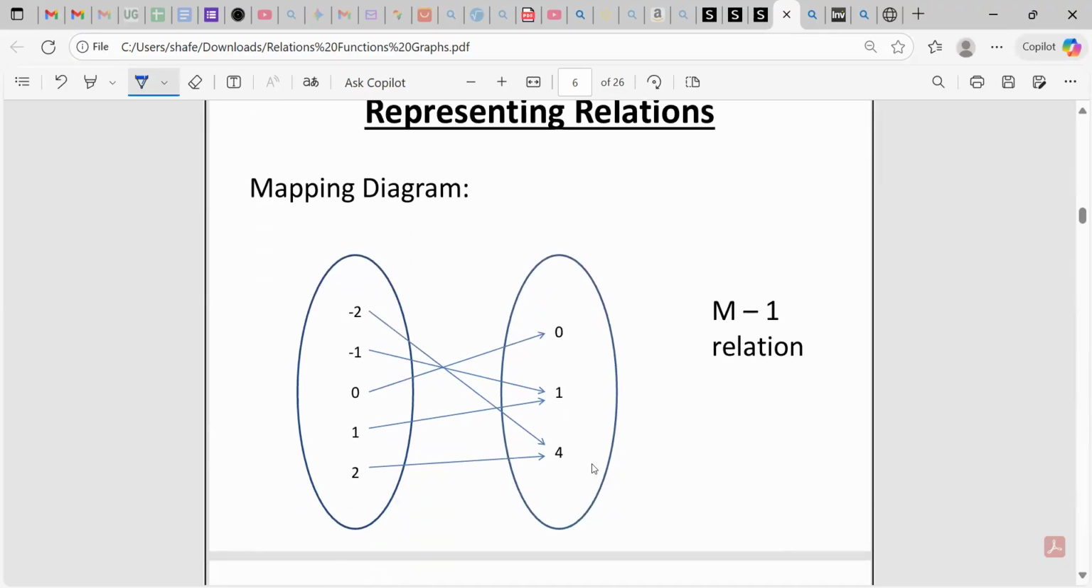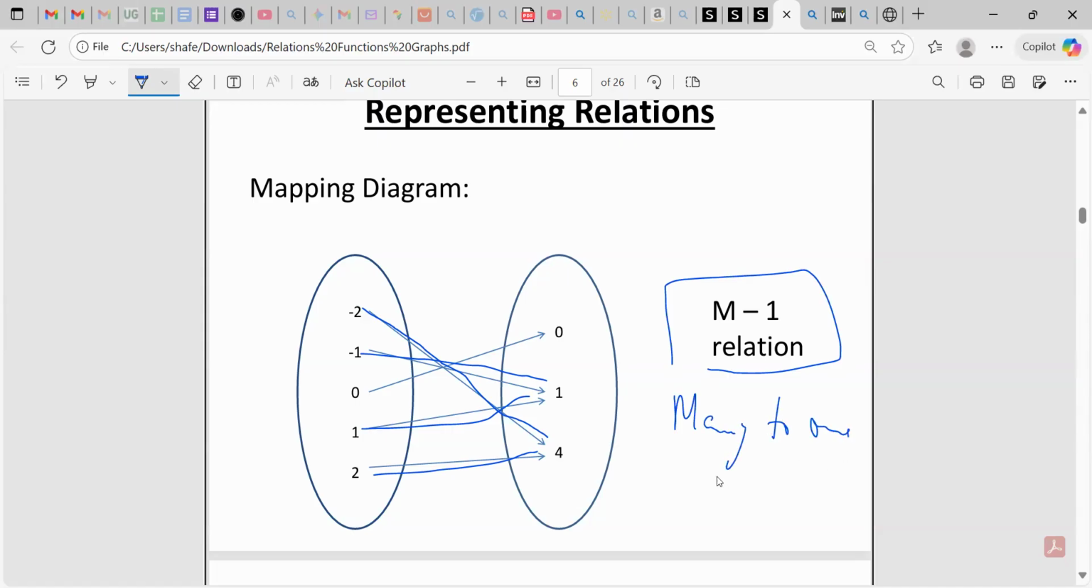And then this is how the mapping diagram looks, or the arrow diagram. There are some cases where you see, okay, -2 and 2 go to 4. Similarly, -1 and 1 go to 1. Because you have more than one going to 1 in some situations, we call it a many-to-one relation. A many-to-one relation, right? Follow it so far?